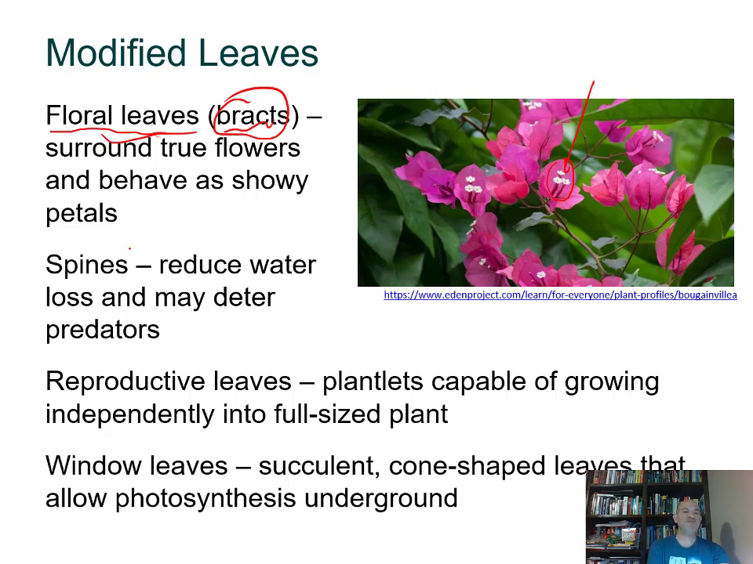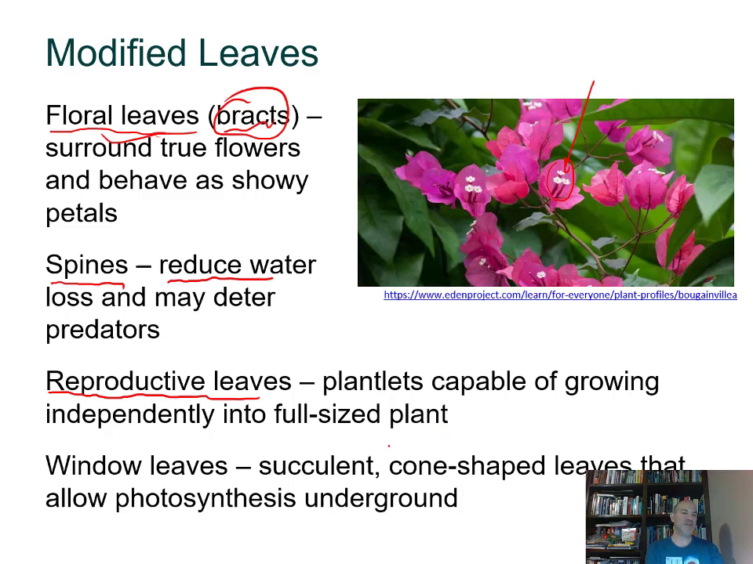Some will be modified into spines, like the cactus. So remember the cactus: what looks like a leaf is actually the stem, called the cladophyll, and the leaves have become very reduced to form spines. When you reduce the leaves, that helps you reduce water loss, which is an adaptation for cactus to live in the desert. And then animals that are starving for both water and food are going to be deterred because those spines help provide protection.